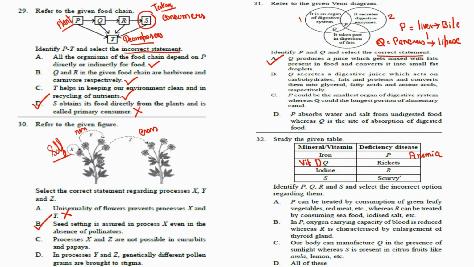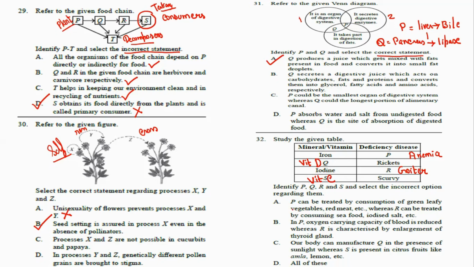Iodine deficiency causes goiter, right? Our thyroid gland gets puffed up. Scurvy is caused by the deficiency of vitamin C. So now we have to find out the incorrect statement.